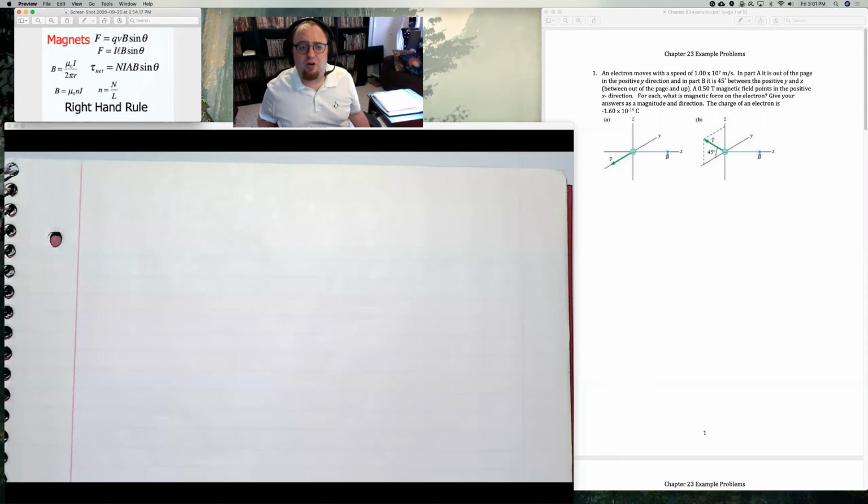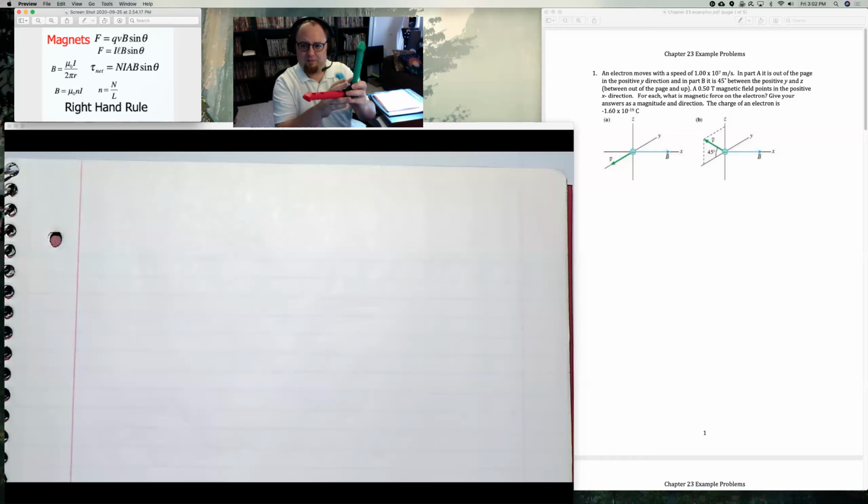But let's get into it. This chapter was all about magnetic fields and the effects magnetic fields have on things, and then how to create magnetic fields. So I'm going to jump right in. This first problem says an electron moves with a speed of 1 times 10 to the 7th meters per second. For part A, it's coming straight out of the page. It's kind of hard to draw three-dimensional, but that's what we're saying. And for part B, it's coming at an angle of 45 degrees between straight out of the page and the z-axis.